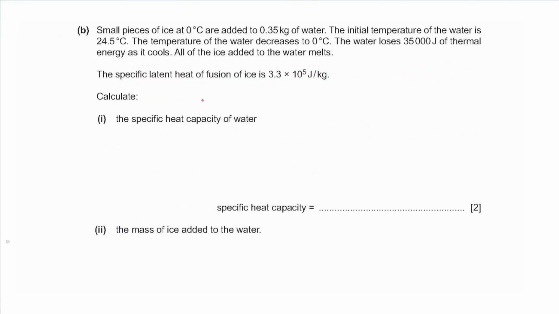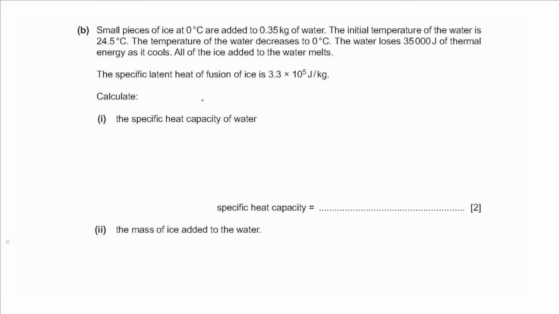Part B says small pieces of ice at 0 degrees Celsius are added to 0.35 kilograms of water. The initial temperature of the water is 24.5 degrees Celsius. The temperature of the water decreases to 0 degrees Celsius. The water loses 35,000 joules of thermal energy. As it cools, all of the ice added to the water also melts. The specific latent heat of fusion of ice is 3.3 times 10 to the power of 5 joules per kilogram.